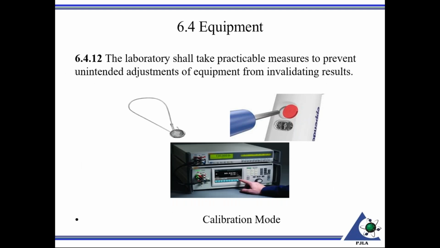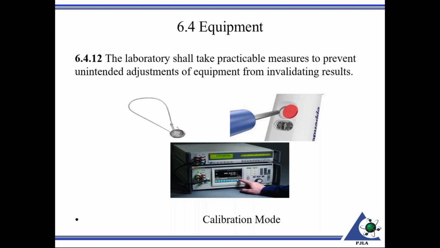The laboratory shall take practical measures to prevent unintended adjustments of equipment from invalidating results. So you have equipment that was sent out, your technicians are using it. You want to make sure that nothing's being done that could affect the integrity of the traceable calibration. So typically what I have depicted there, more mechanical over there, a lead wire seal could be sealed with the adjustment element sealed, and the only way to get into that is to break that seal.